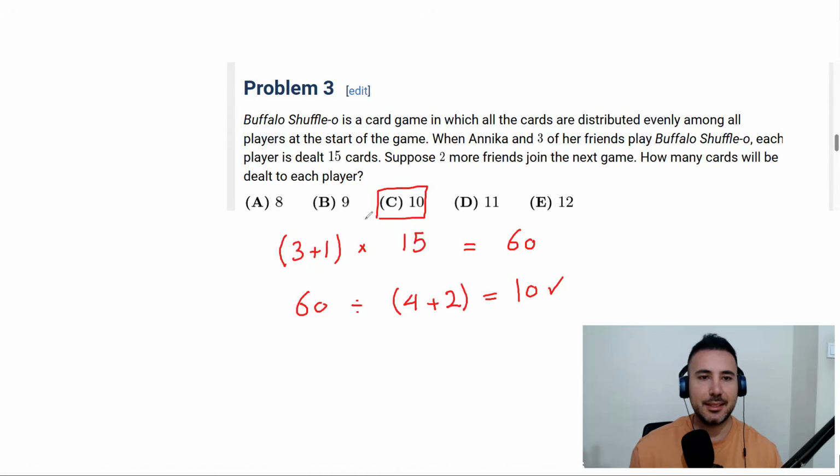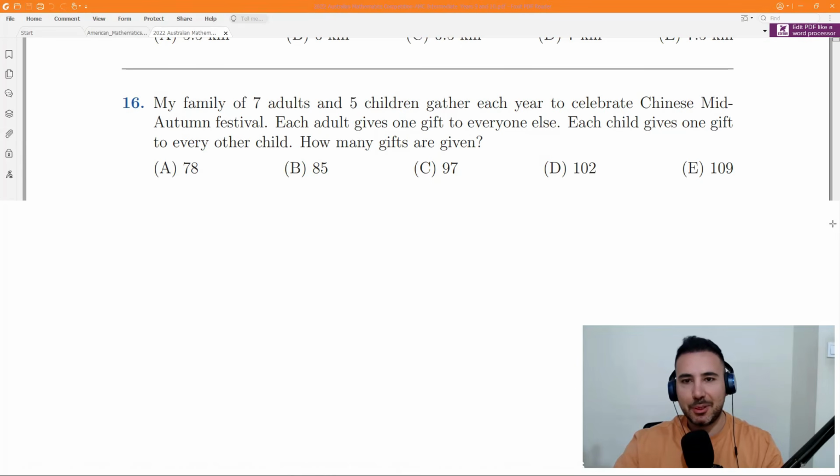Now the similar question will be a little more challenging than this one. This problem is from the Australian mathematics competition, not American. It's somewhat similar to what we did. Answer this question and comment it below.